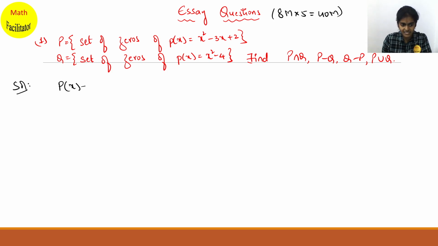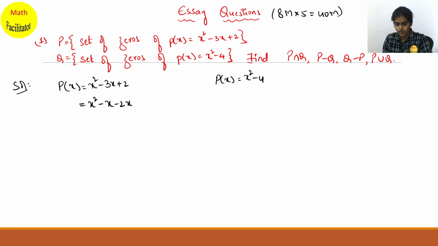So P of x is given as x square minus 3x plus 2, and here one more P of x is x square minus 4, right? So here we have to factorize it. Using the method of factorization, we are going to find the zeros of this given polynomial, right? So how are we going to do it? You have x square minus 3x. I can split it as minus x and minus 2x. Minus 3x I can write as minus x and minus 2x, plus 2.